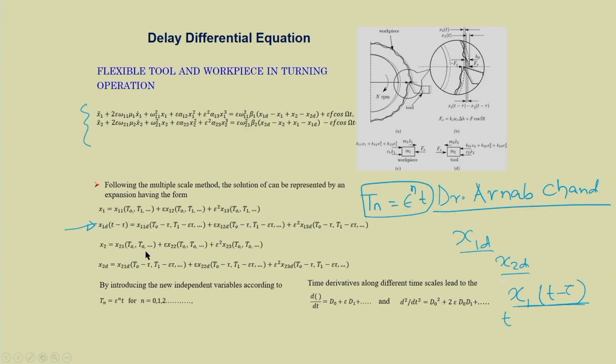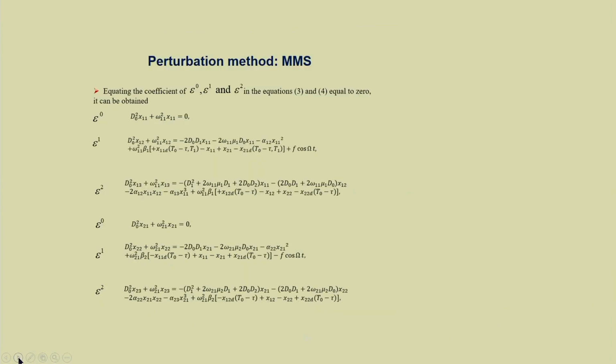So, it will be just epsilon^n into (t minus tau). Tn can be replaced in the delay term by epsilon^n into (t minus tau), so epsilon to the power n into t equals your Tn. That way, this x1d term is defined. Similarly, x2 we can define as x21(t0, t1, t2). So, that way we can define it. Similarly, we can define x2d, following the similar procedure of the method of multiple scales.